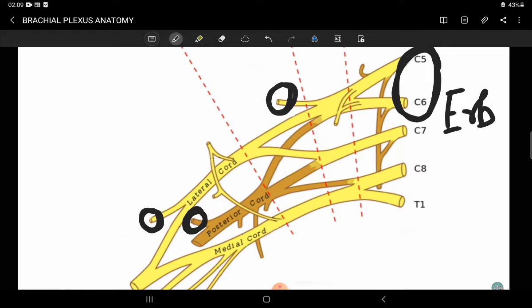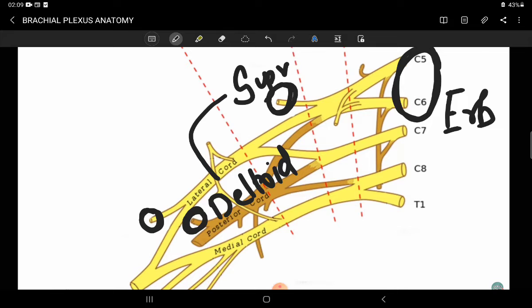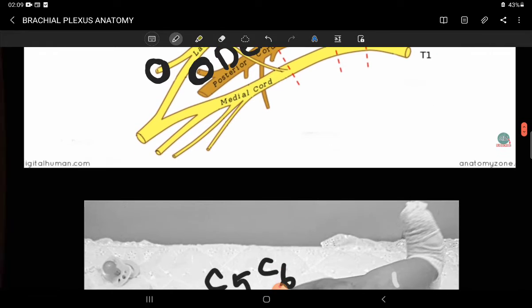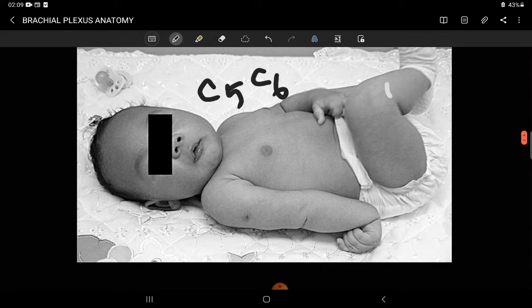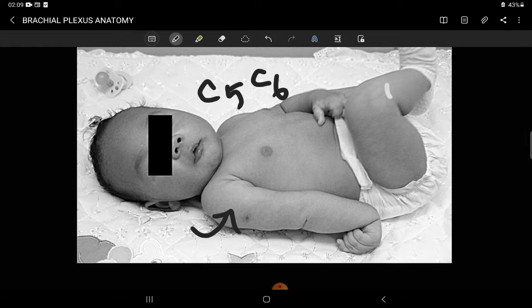So if suprascapular nerve is damaged, your muscle affected will be supraspinatus muscle. Axillary nerve is damaged, so deltoid muscle will be affected. So you know that these two muscles are the primary abductors of the arm. So when these nerves are affected, there will be no abduction. So that is why the child has an adducted arm.